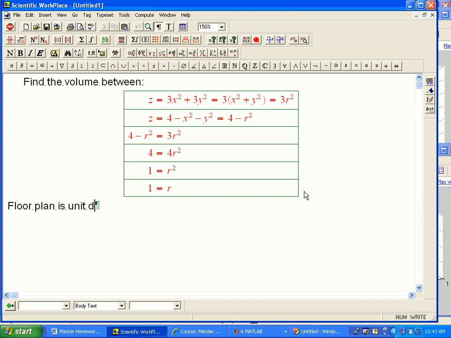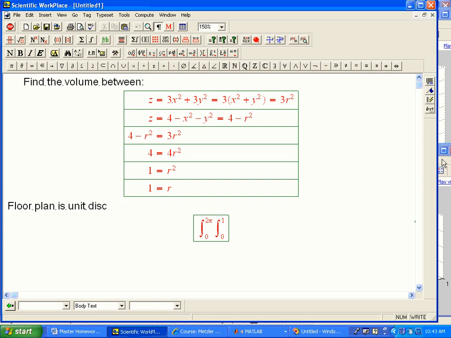So the floor plan is just the unit disk, and so how do we set that up? It's going to be integral 0 to 2 pi in theta, and that's indicating that all directions are legal. It's completely radially symmetric. It's 0 to 1 in r, and the fact that those are constants is because it's a very, very simple region in polar. It's the simplest possible region in polar. It's the unit disk. And in particular the radius that we go out to or start at does not depend on theta.